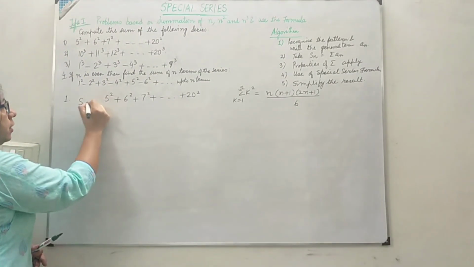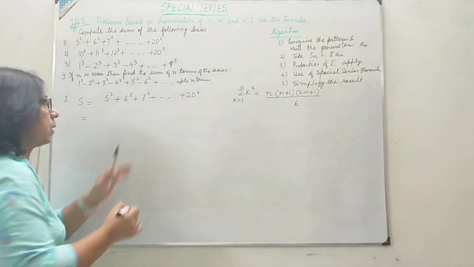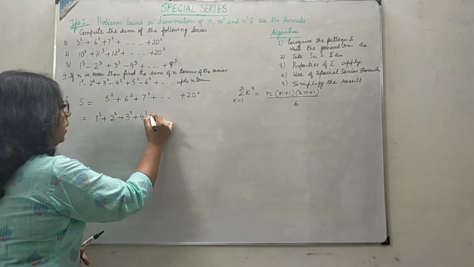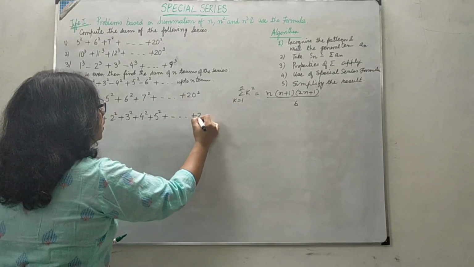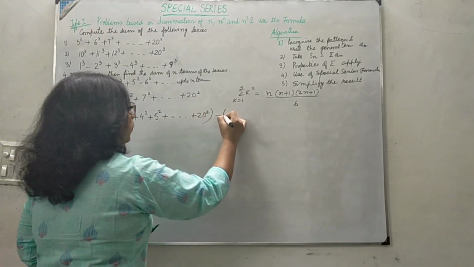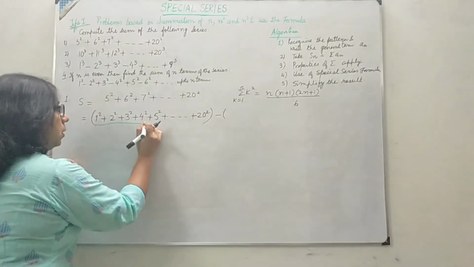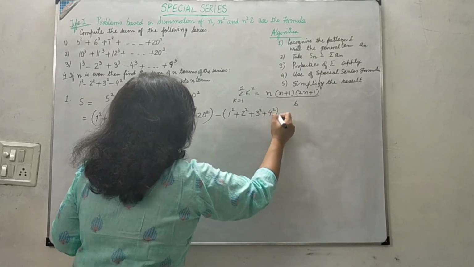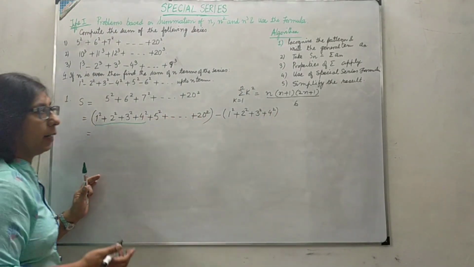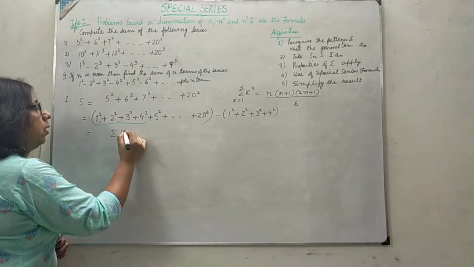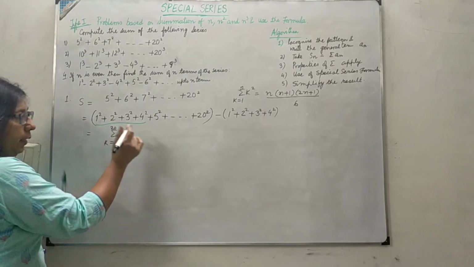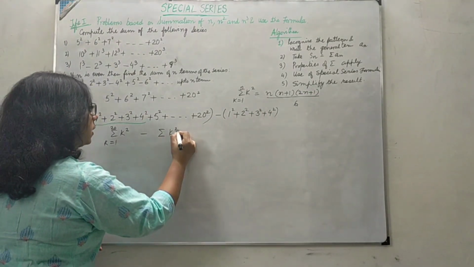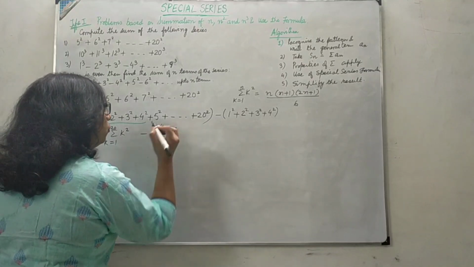Let me write this as S, and because the first 4 terms are missing, I will be adding 1 square plus 2 square plus 3 square plus 4 square and all the terms remaining as it is, and subtracting the same. I have added all these 4 terms and I will subtract the same terms to complete the series. Now, the first expression in the first bracket can be written as sigma k square, where k is running from 1 to 20, and then minus sigma k square, k running from 1 to 4.